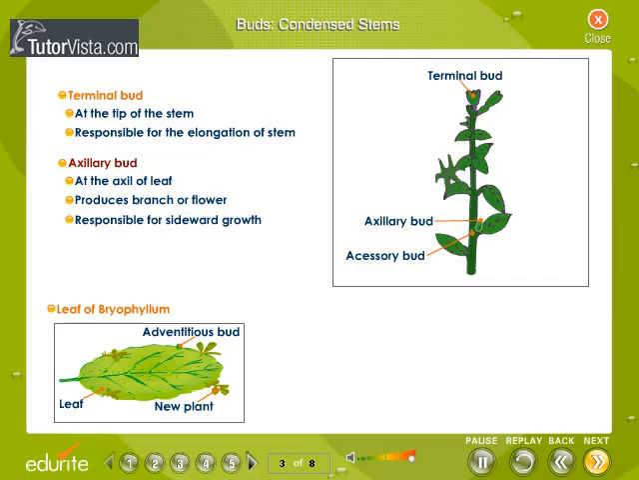Axillary bud. Axillary buds are at the axil of the leaf. It produces branch or flower. It is responsible for sideward growth.